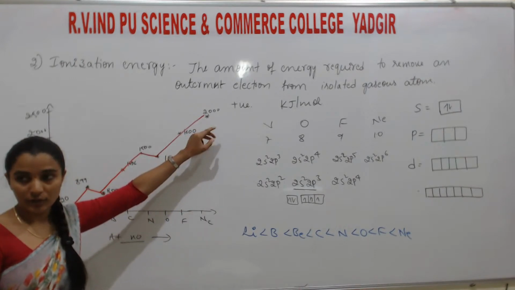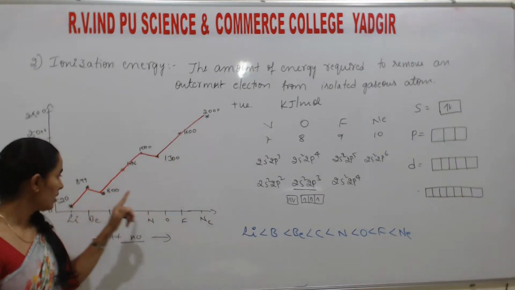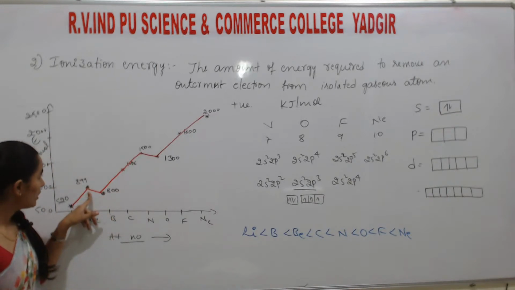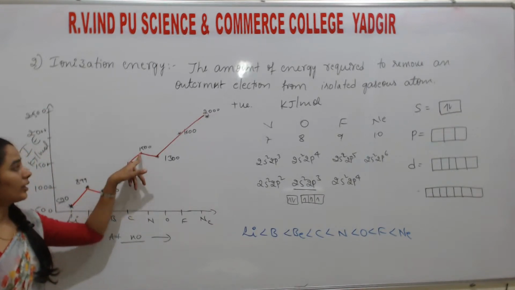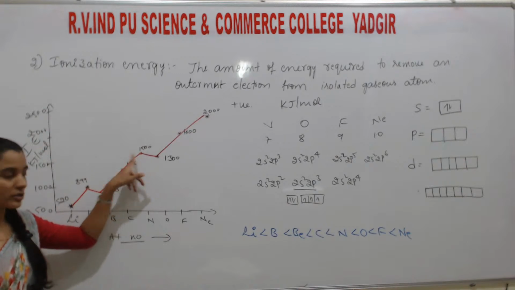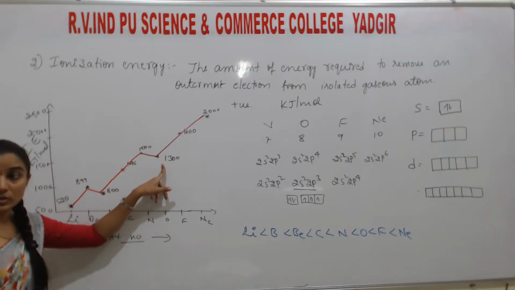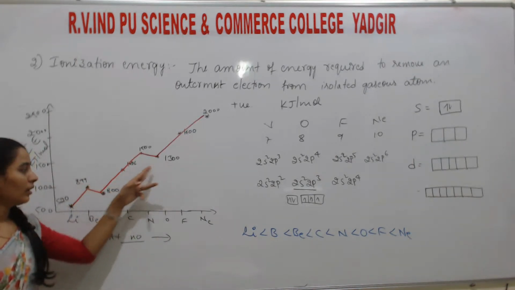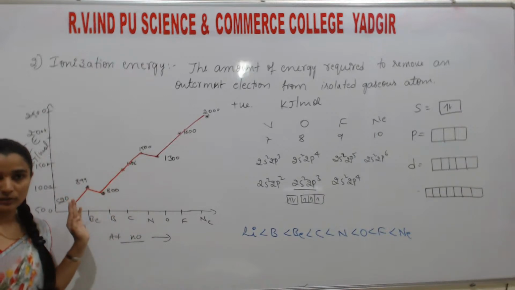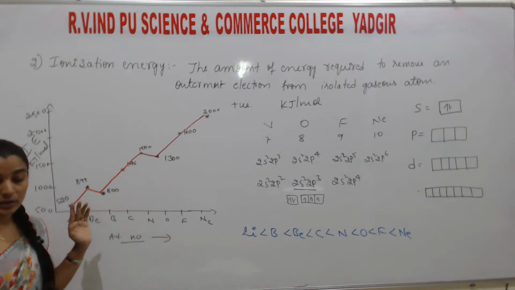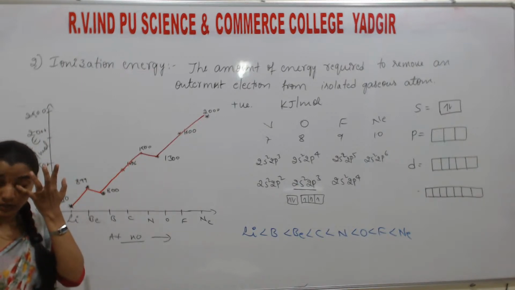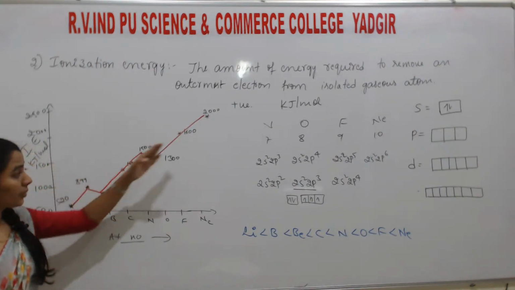That neon configuration. Understand? That means beryllium and nitrogen have more ionization energy than boron and oxygen. They have unstable configuration. This is the graph that tells about the increase in the ionization energy. Understand? So this is along the period, students.